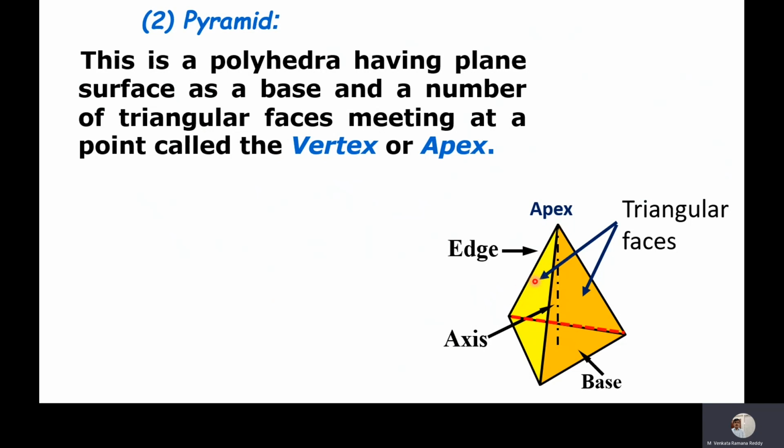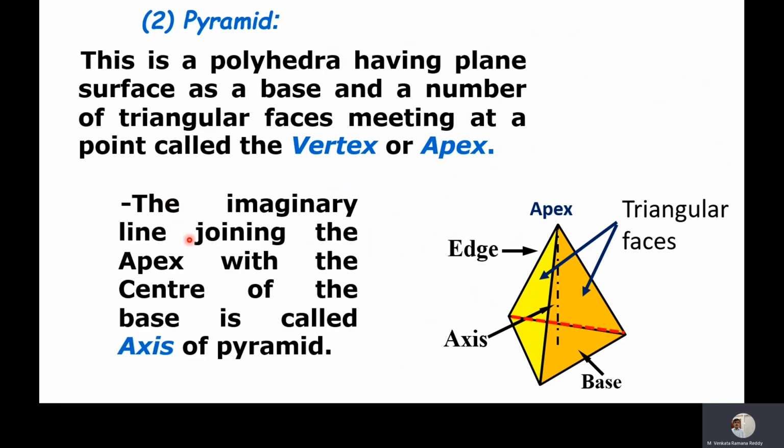Here, in the case of pyramid, the face is a triangular shape, and this is the axis. The imaginary line joining the apex with the center of the base is called the axis of the pyramid.